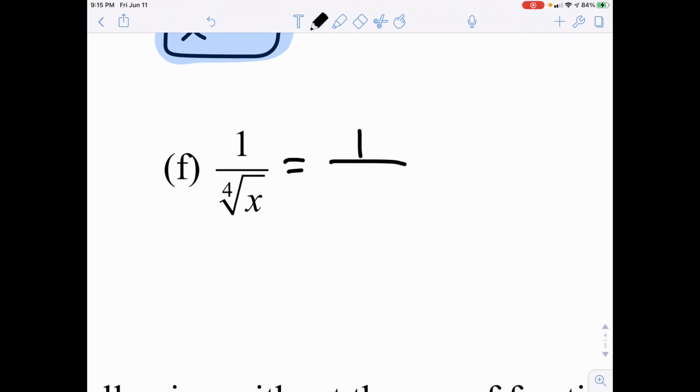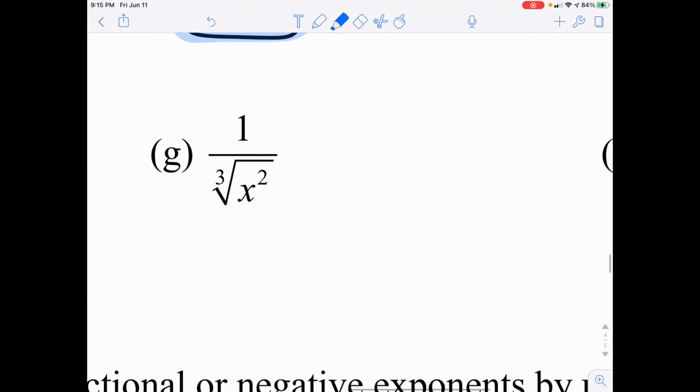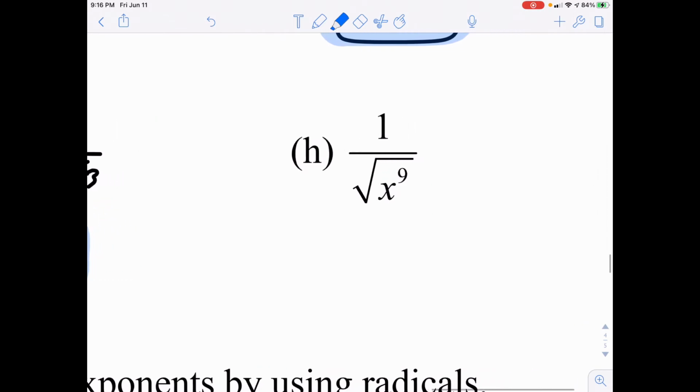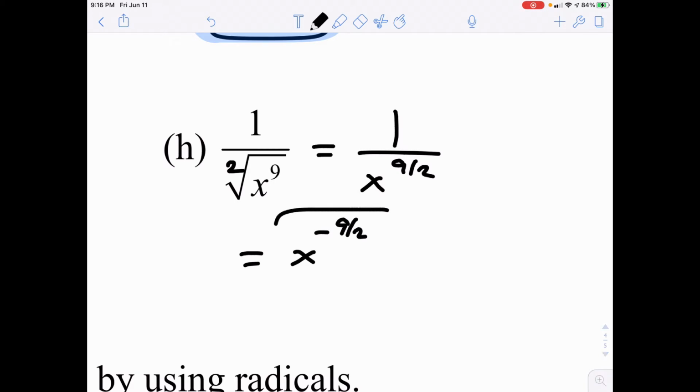F, this is x to the 4th root of x to the first power. So this is x to the 1/4 power. But I'm going to rewrite this as x to the negative 1/4. G, 3 is the root, 2 is the power. This is 1 over x to the 2/3 power. But again, I'm going to rewrite this as x to the negative 2/3. 1 over the square root of x to the 9th is 1 over x to the 9/2 power. I'm going to rewrite this as x to the negative 9/2.